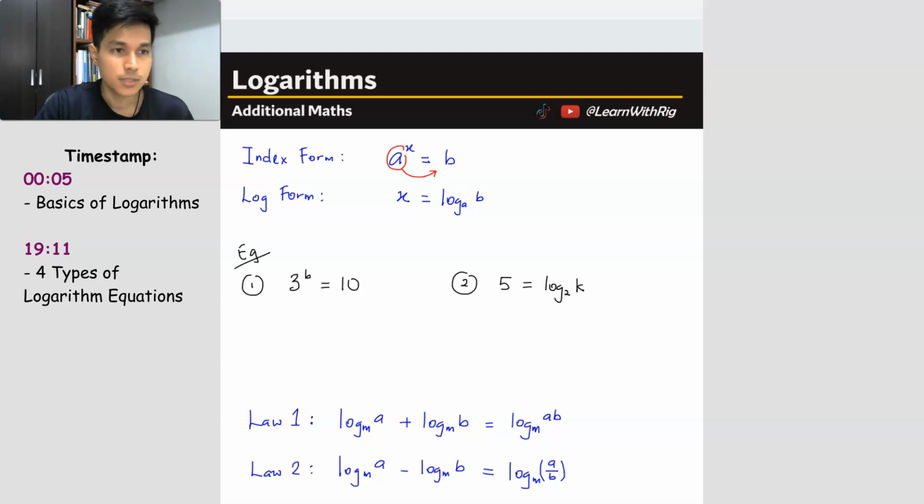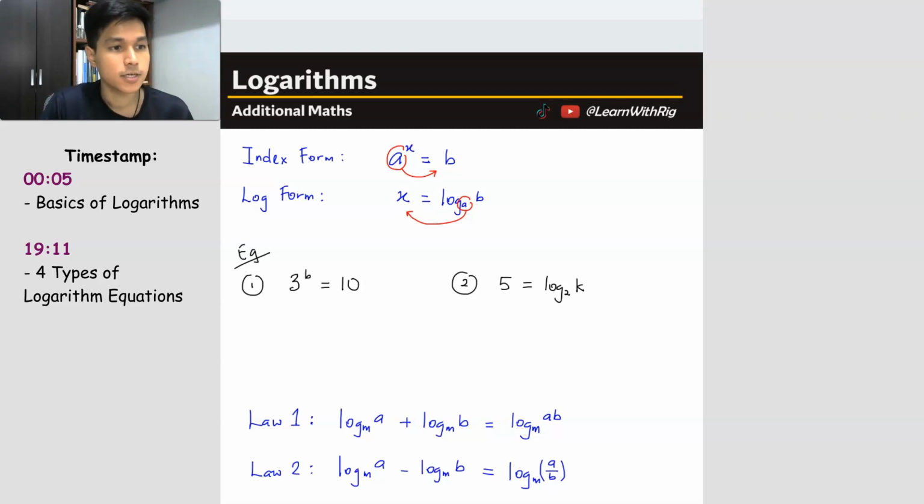And you can also do it the other way around. You can take the a in log base a and shift it across, and it becomes index form. It pushes the x value to the top, so it becomes the power, and you get a power x. Clear? So this is how you convert between index form and log form. That's the most basic thing you have to know. So let's go through some examples.